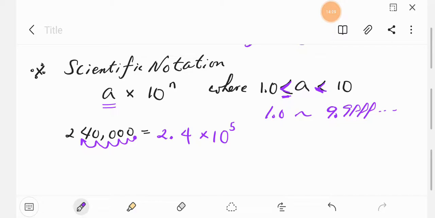Is it 5 or negative 5? That is 5, positive 5, because 2.4, you want to multiply 2.4 by some number, and this number has to be large, right? Large, because we want to make this 2.4 a large number. The original number is 240,000. So 2.4 has to be changed to the large number by multiplying by a large number. So positive 5 exponent is large number. Negative 5 is smaller number.